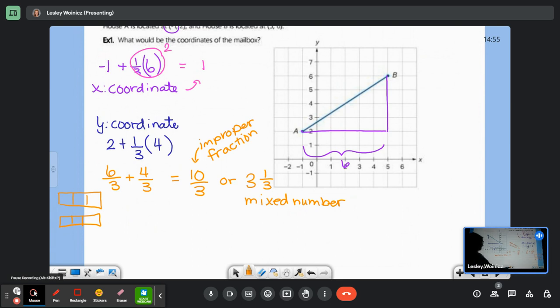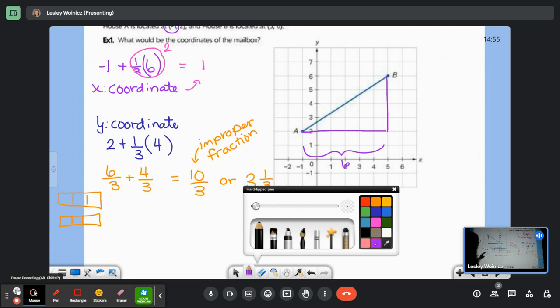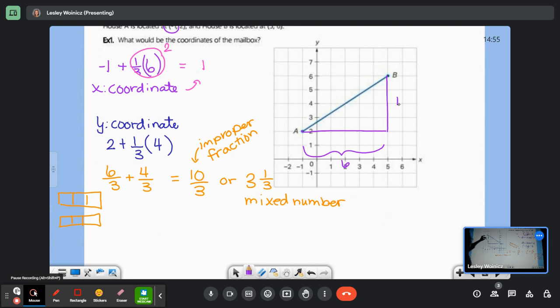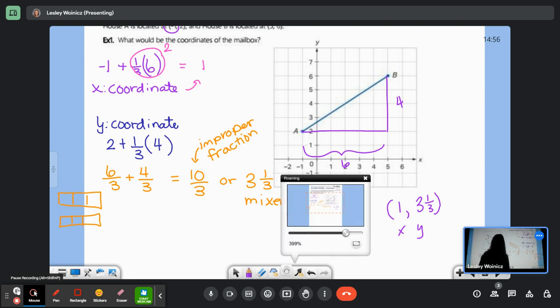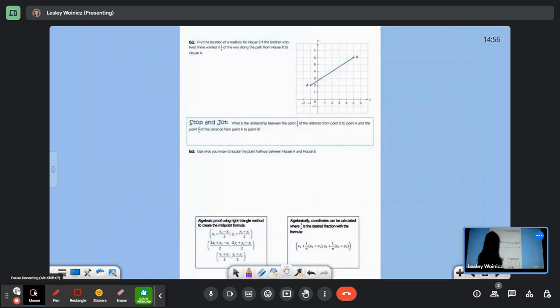So our new coordinates, the x value would be 1. And then the y coordinate would be either 10 thirds or 3 1/3. It does not matter to me. Which one do you guys like? Okay. We'll go back and forth and use both. So that's my x, that's my y. How do you like them apples? All right, sweet. That's not too bad. All right, flip. I like apples.